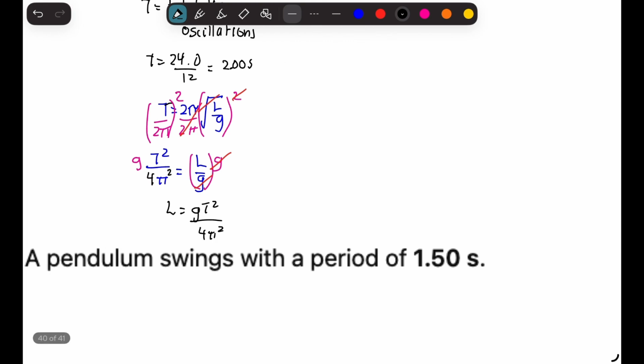Now, after this, we can just plug in our values for L. So now we have our formula for L. G is 9.8. T, your period, is 2 that we just found. And we're going to divide that by 4 pi squared. And that is going to be equal to 0.993 meters.